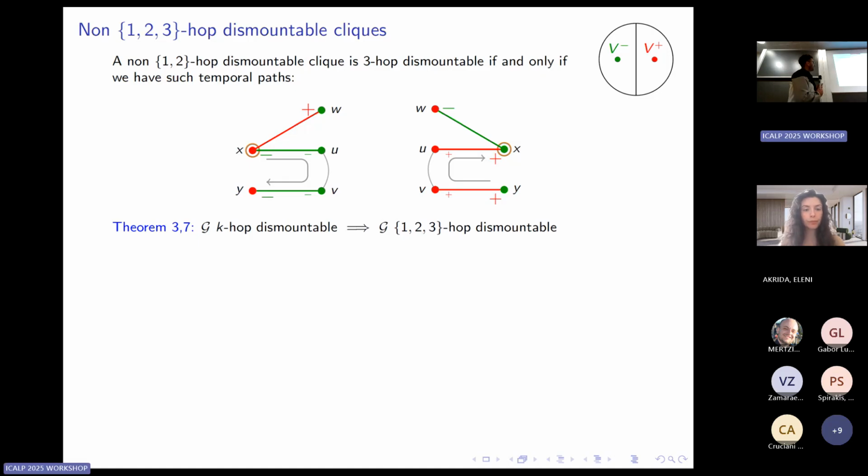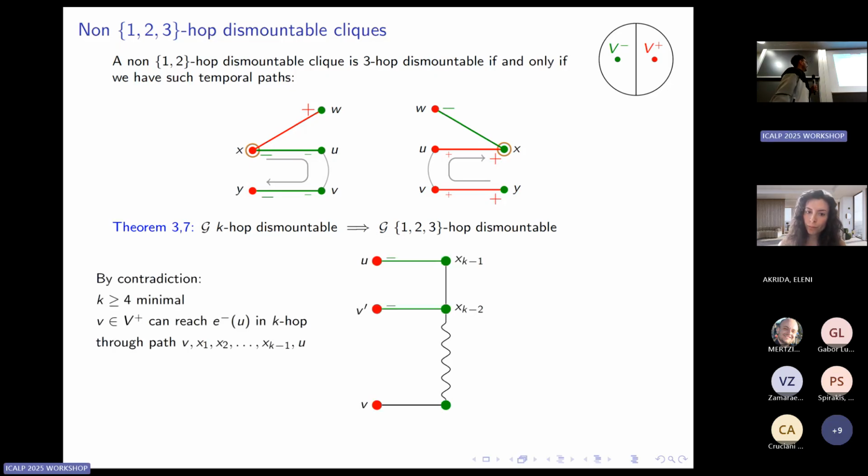And actually, something more is true. If the clique is k-op dismountable, then the clique must be 1 to 3-op dismountable, or in other words, if the clique is non 1 to 3-op dismountable, then it's not k-op dismountable. And this is proved by contradiction. I don't know if I have the time to cover this.